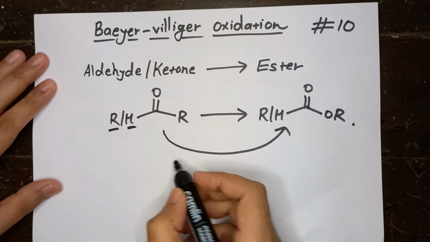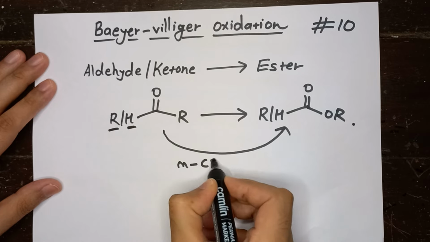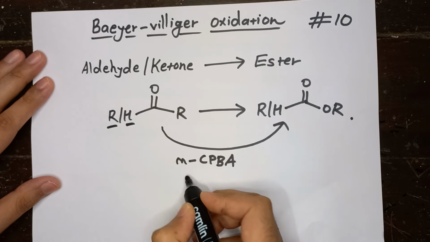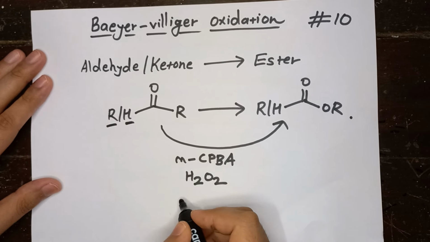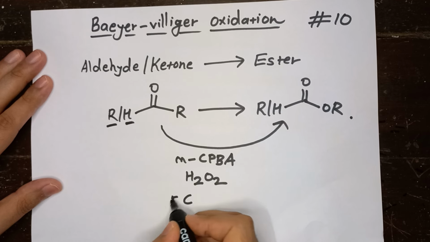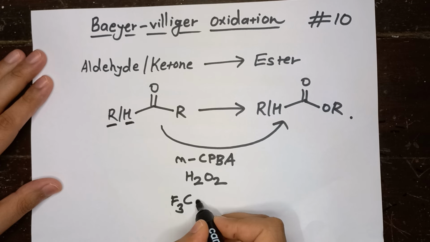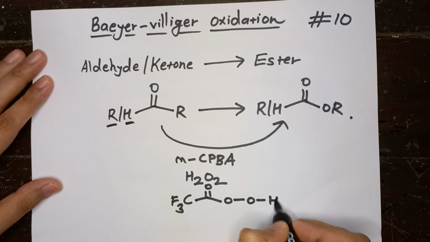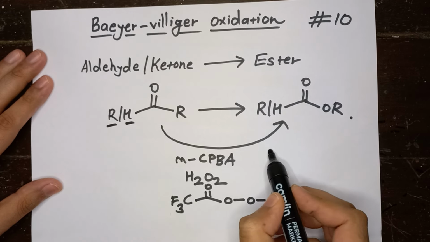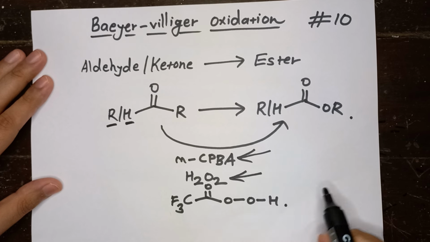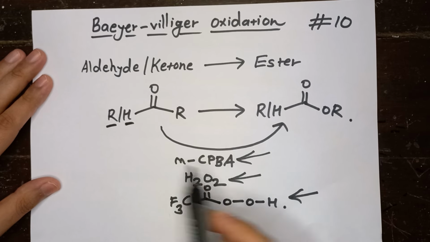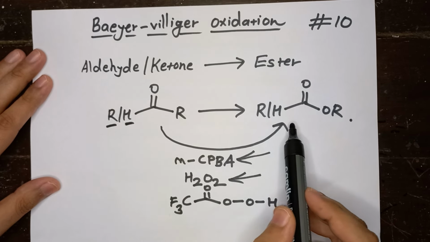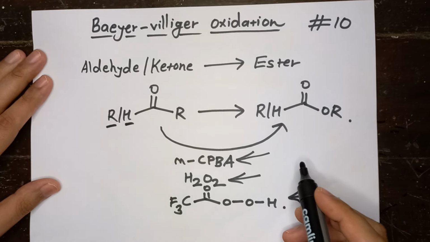To bring out this change, you can either use m-CPBA, or you can use hydrogen peroxide, or you can use trifluoroperoxyacetic acid. So use any one of them, and you will be able to convert your aldehyde or ketone into an ester. That is what we call the Baeyer Villiger oxidation.